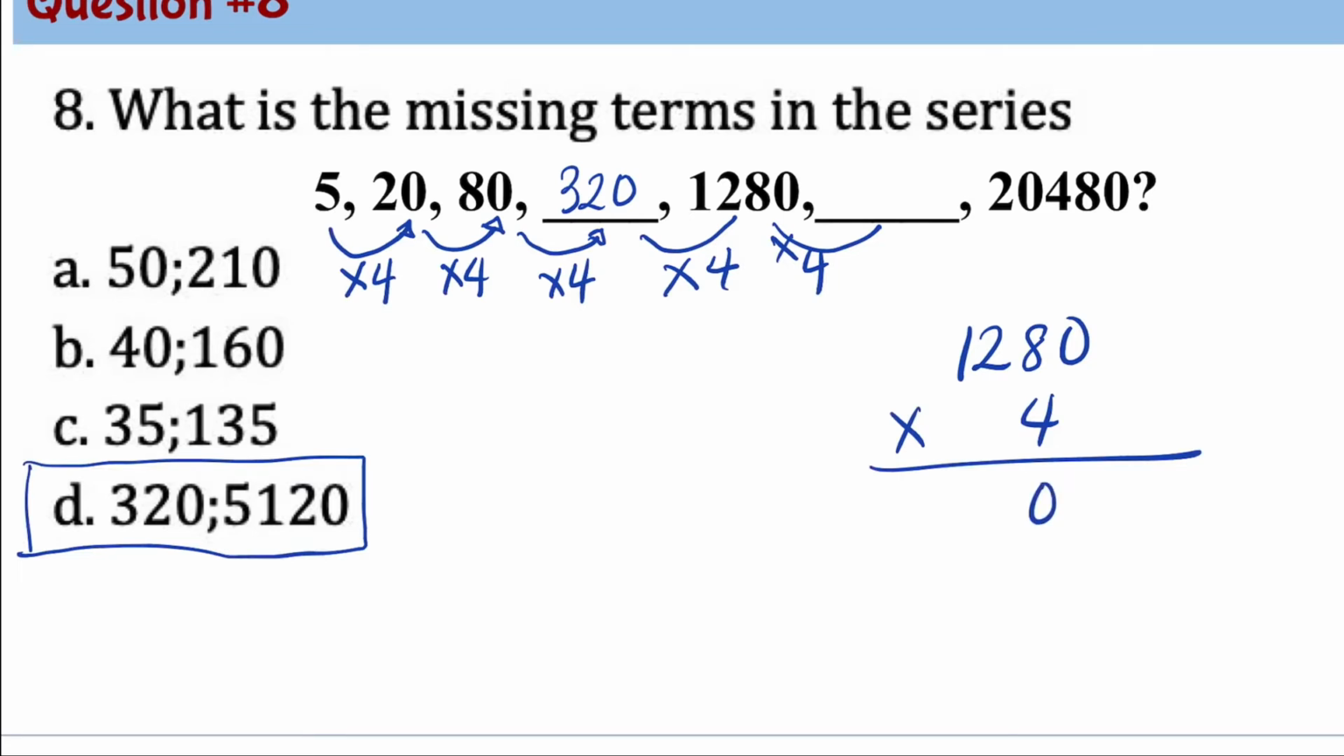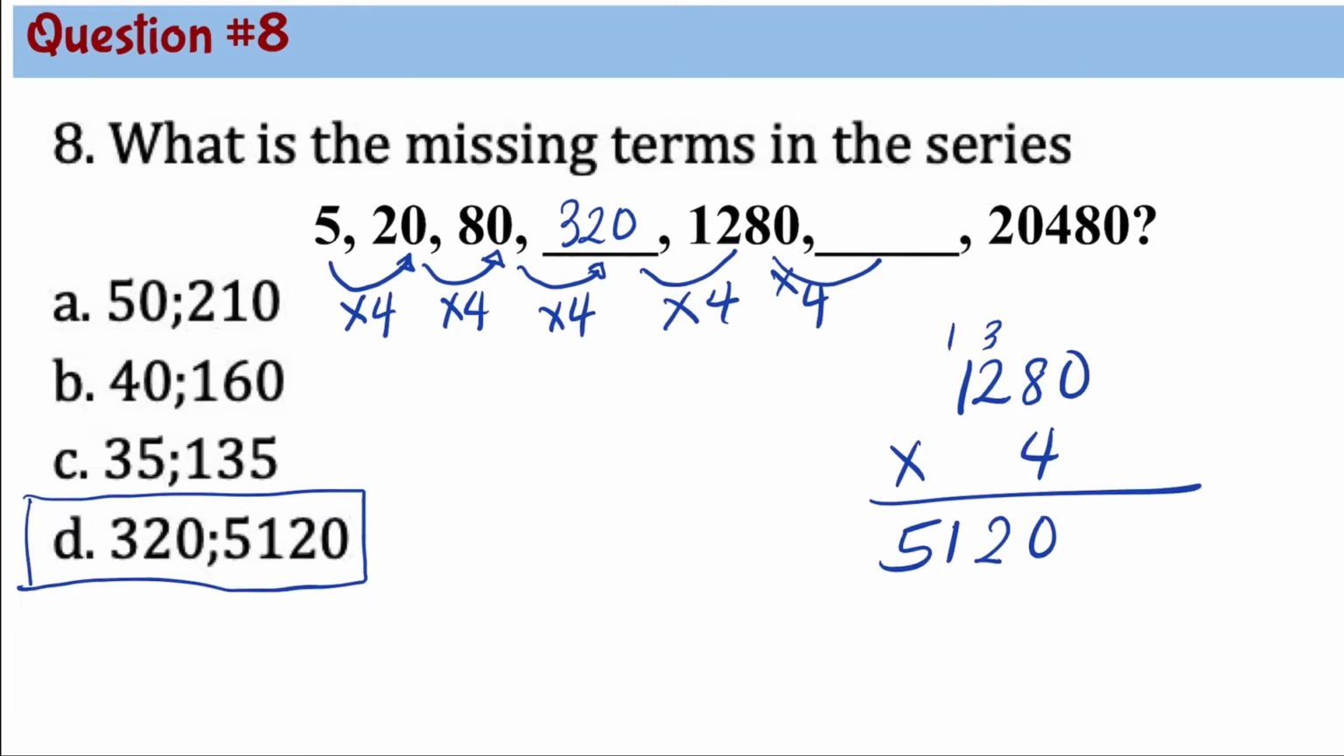4 times 0 is 0. 4 times 8 is 32. Carry 3. 4 times 2 is 8, plus 3 is 11. Carry 1. So 4 times 1 is 4, plus 1 is 5. So yes, it's 5120. So the answer here is letter D.